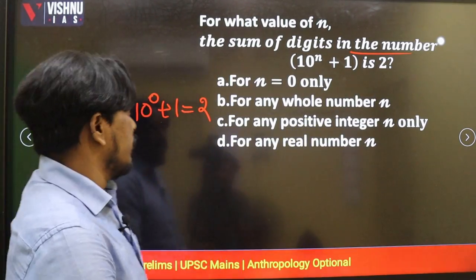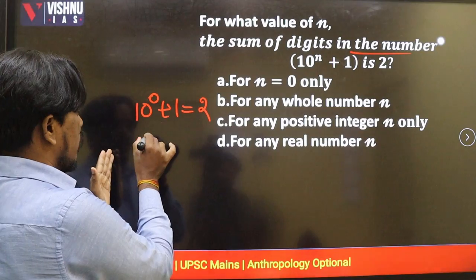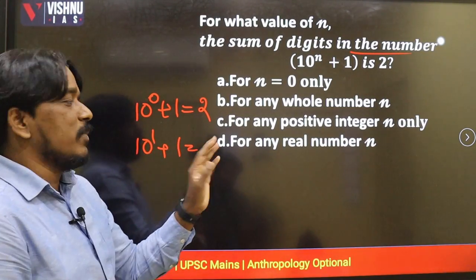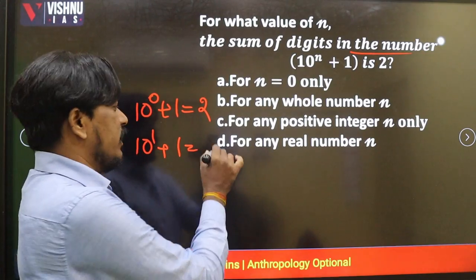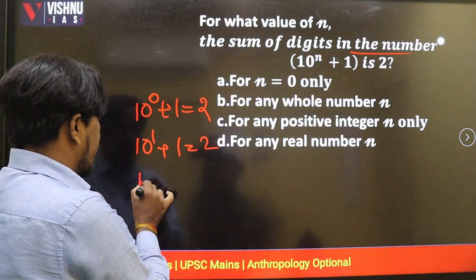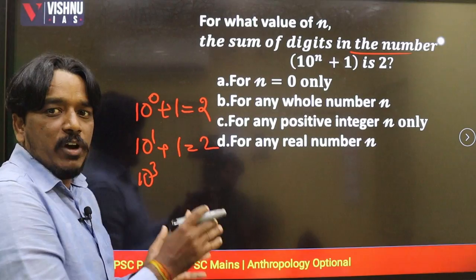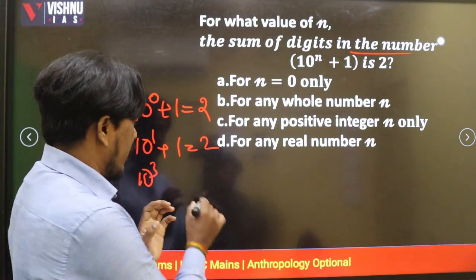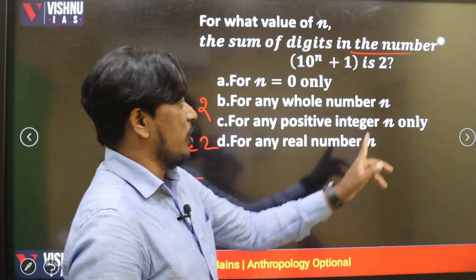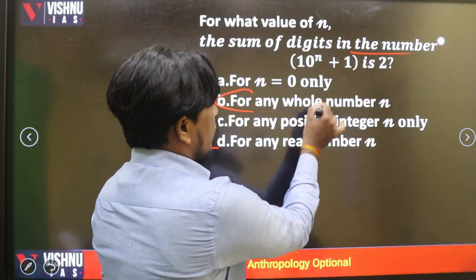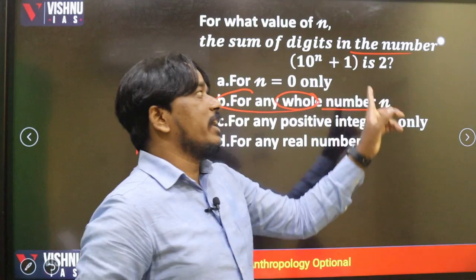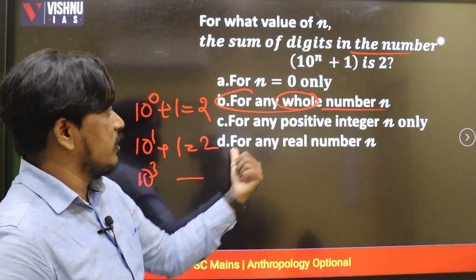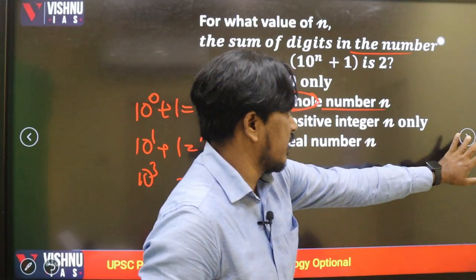What we require is digit sum 2 only. Similarly, substitute any other values, 10 power 1. Again the digit sum is 1 plus 1, finally 2. Even if you take 10 power 3 or 4 or 5 or anything, you will get total digit sum 2 only. That's why for any whole number we will get digit sum 2. They are only asking digit sum, so directly you can answer this question with option B.